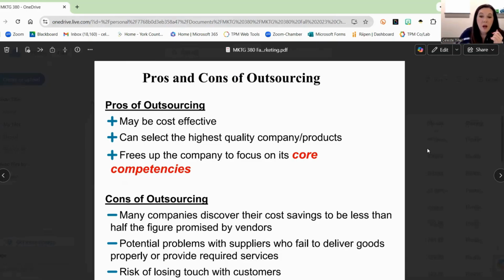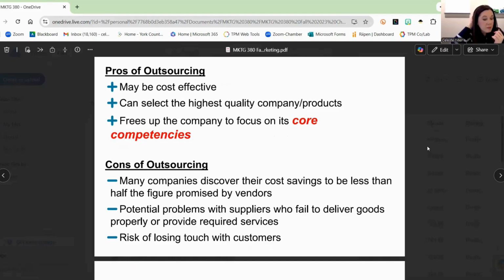Some of the cons of outsourcing, on the other hand: many companies discover that their cost savings is actually less than half the figure that was promised by the vendors. So you've got to understand who you're working with. There could be potential problems with suppliers who fail to deliver those goods properly, which then causes you not to be able to deliver your products. And you're also losing touch with the customers a lot of the time.